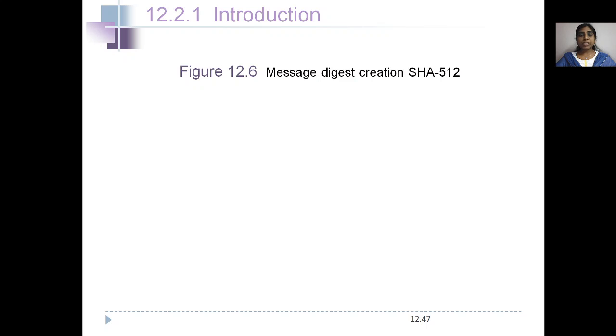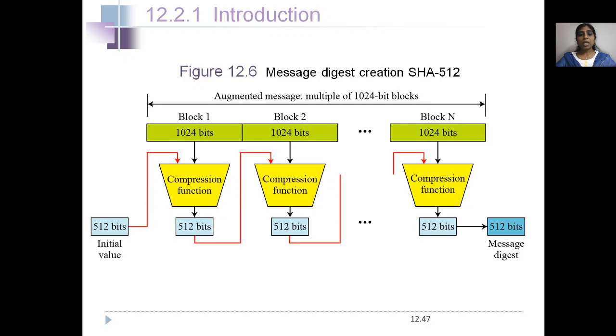Coming to the introduction of SHA-512, you can see in the block diagram that we are taking a number of blocks. Each block should contain 1024 bits. These 1024 bits are given to the compression function, and we apply the initial vector to the compression function. The output from the compression function is given to the next compression function. Like that we get the message digest.